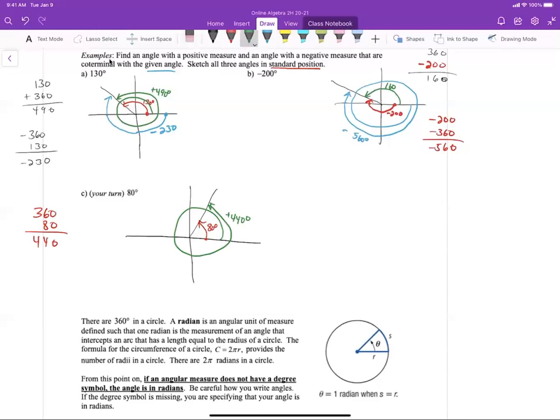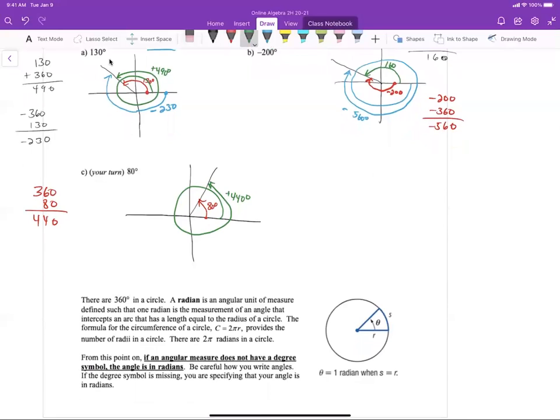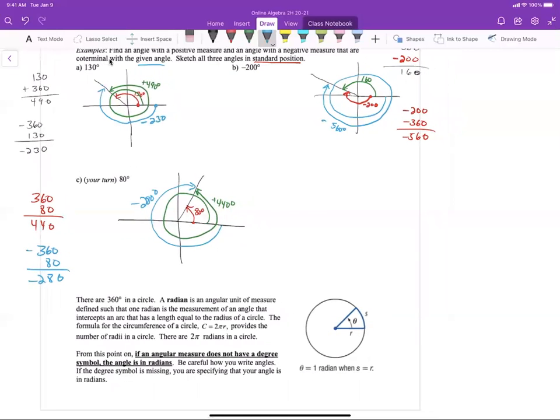Now I also need to take 80 degrees and subtract 360. So 360 and 80, subtract the difference, keep the sign of the larger number. That'll give me a negative 280 degrees. I'm going to go a negative 280 degrees to get to the same terminal end. Okay, all right. One last topic for today.